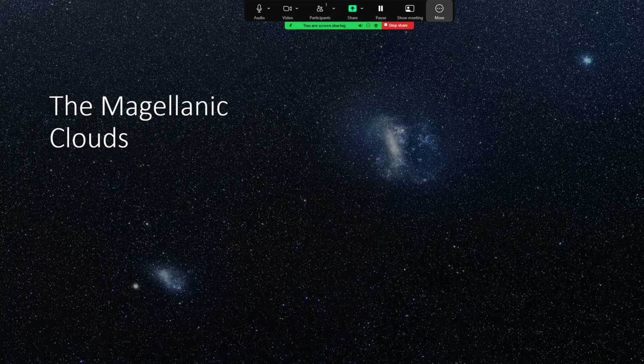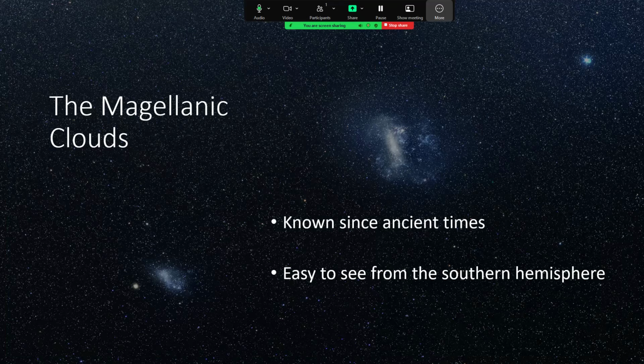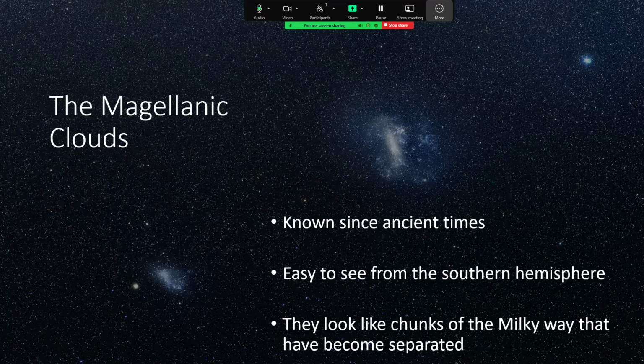And these have both been known from ancient times. They're very easy to see. I've seen them from the outdoors in New Zealand, and it's quite stunning to think just how far away they are. So when you look at them, they look like chunks of the Milky Way that have become separated from it, but they are actually more distant than that, quite significantly so.